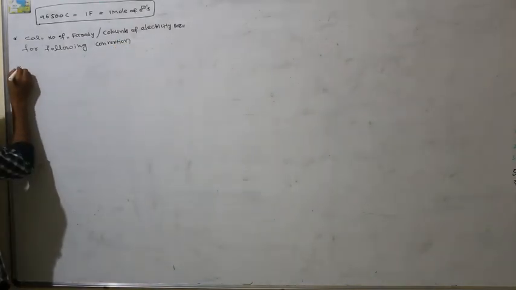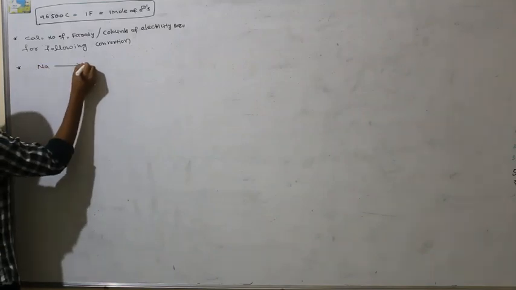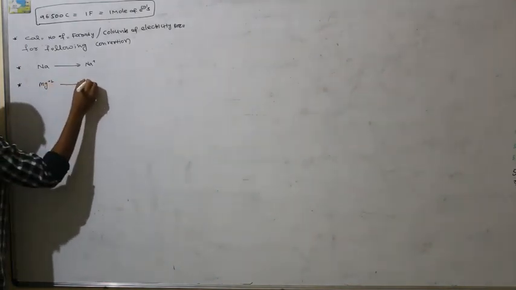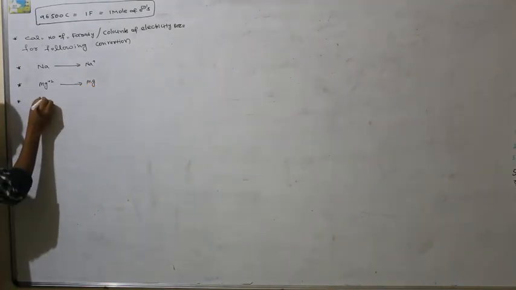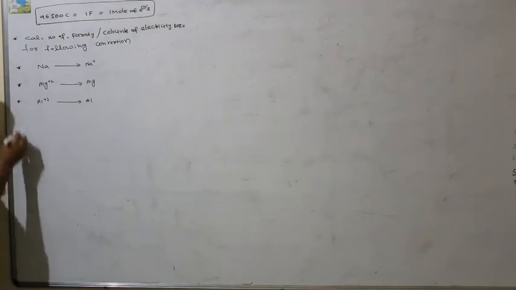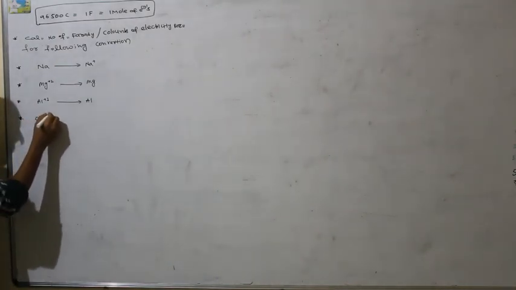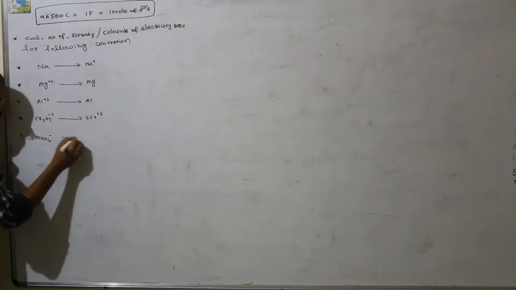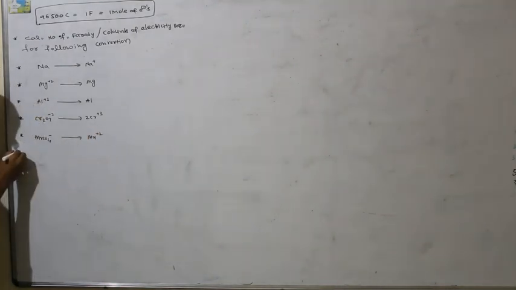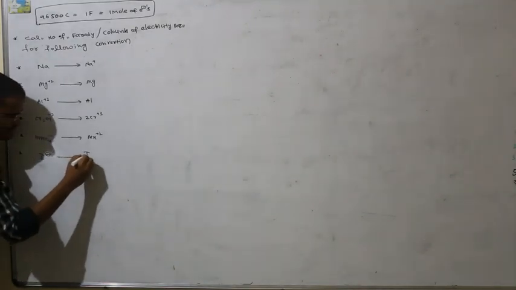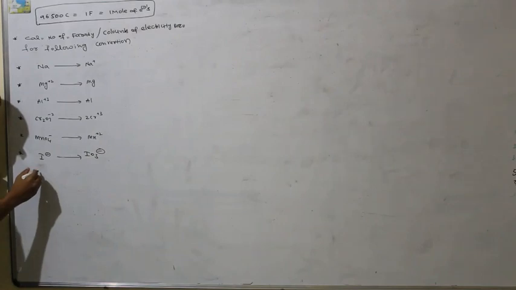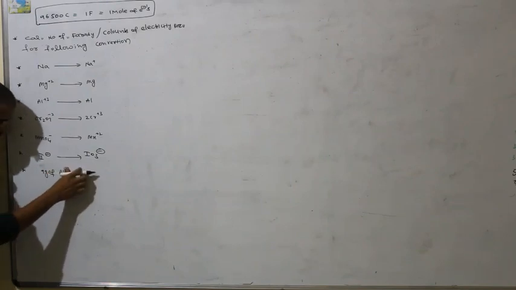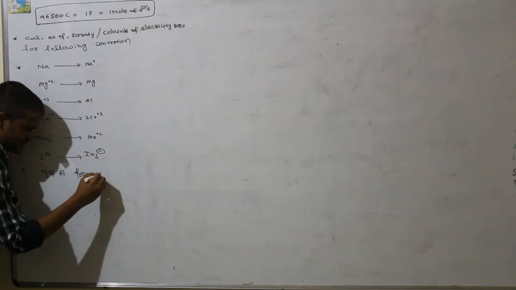For example, sodium to make sodium plus, Mg plus 2 to make it Mg, Al plus 3 to make it Al, Cr2O7 minus 2 to make it 2Cr plus 3, MnO4 minus to make it Mn plus 2, I minus to make it IO3 minus, and 9 grams of aluminium from Al2O3.